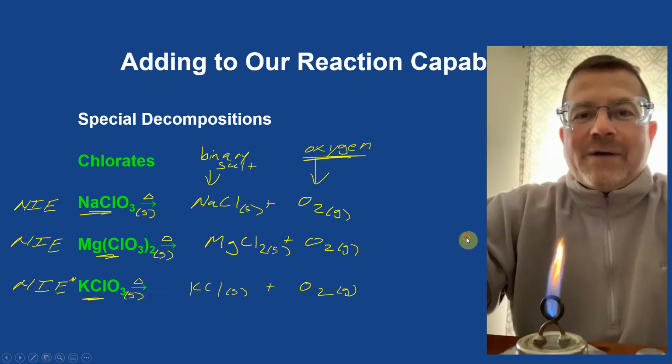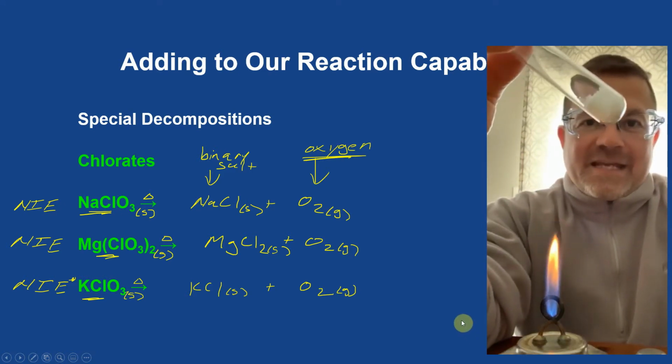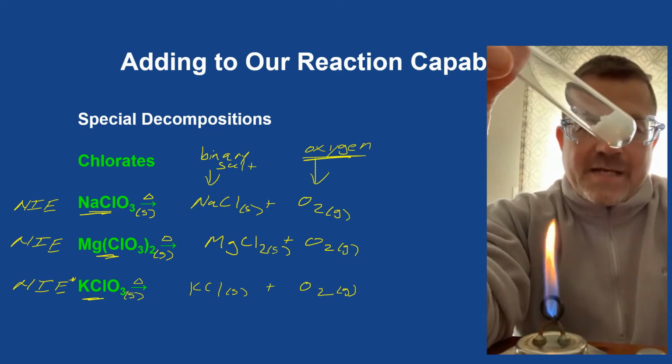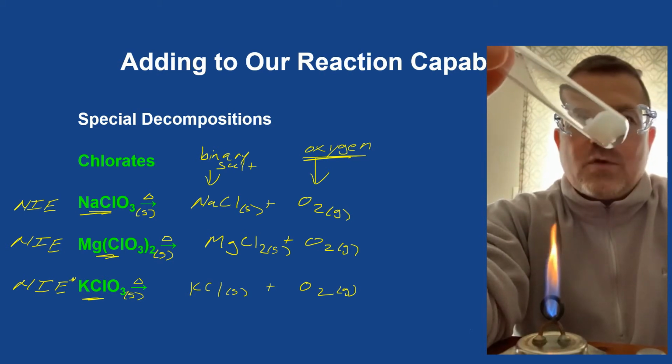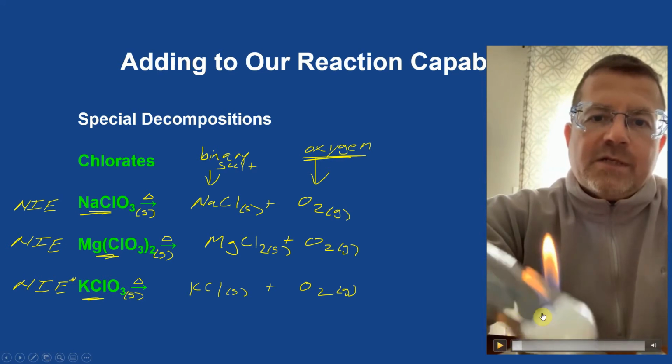If I can click through and get the video going. All right, this reaction we're going to do today involves, and I actually don't know if I'm talking over him or not, but that's potassium chlorate. So I'm going to stop this right here. You're going to notice potassium chlorate is a white solid.